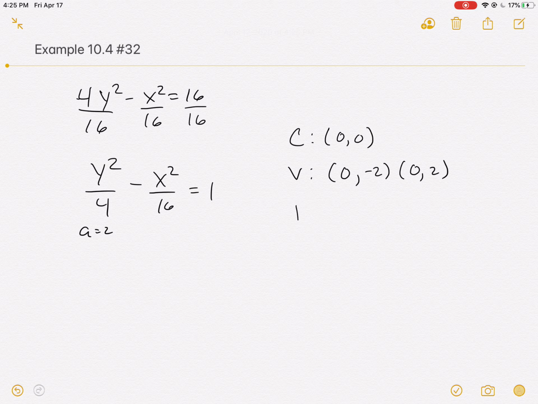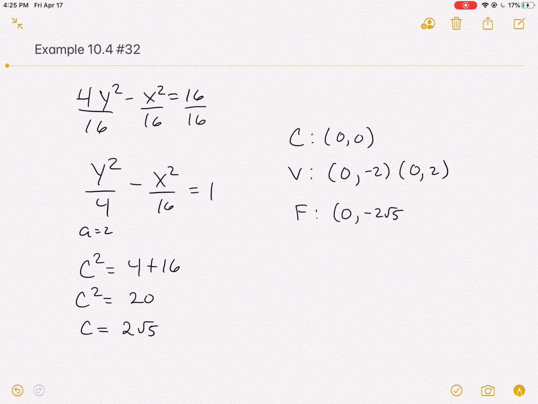Well, we need our focus points as well. They would like us to find those, and we know how to find those. They're farther out than the vertices, and so it's the addition one. We're going to get c squared is equal to 20, so c is equal to 2 root 5. And so we're going to have 0, and we need to subtract 2 root 5 from the center, and we need to add 2 root 5 to the center. And that will give us our focus points.